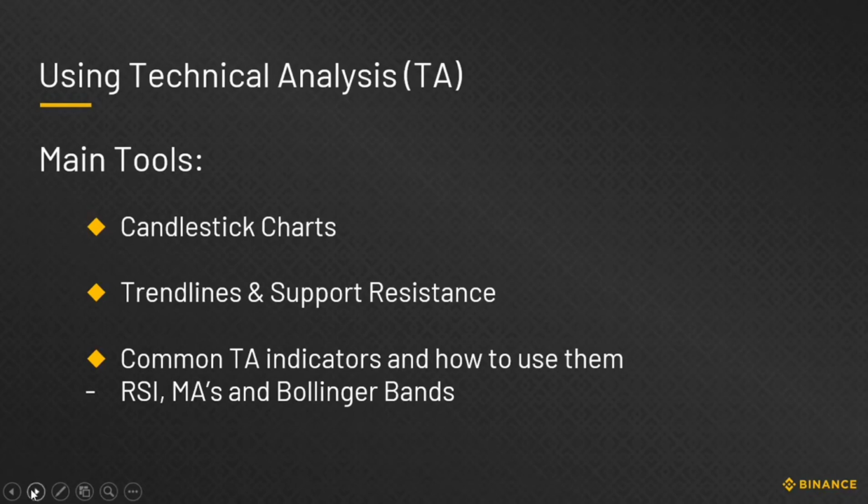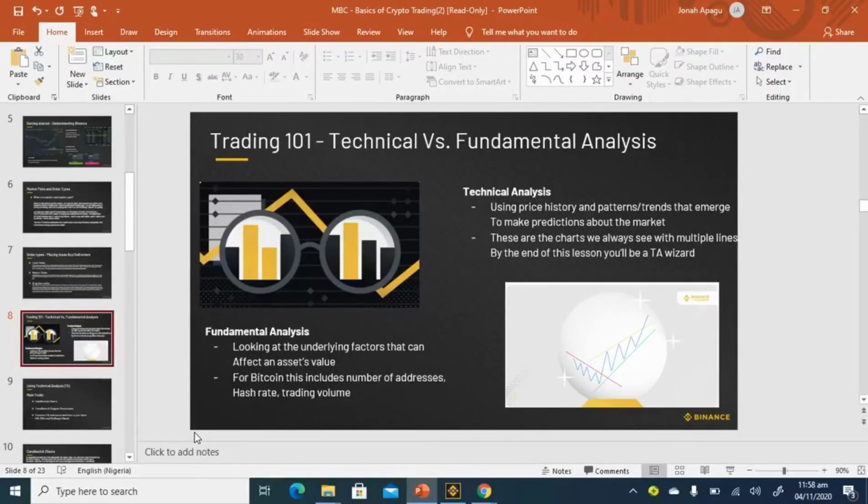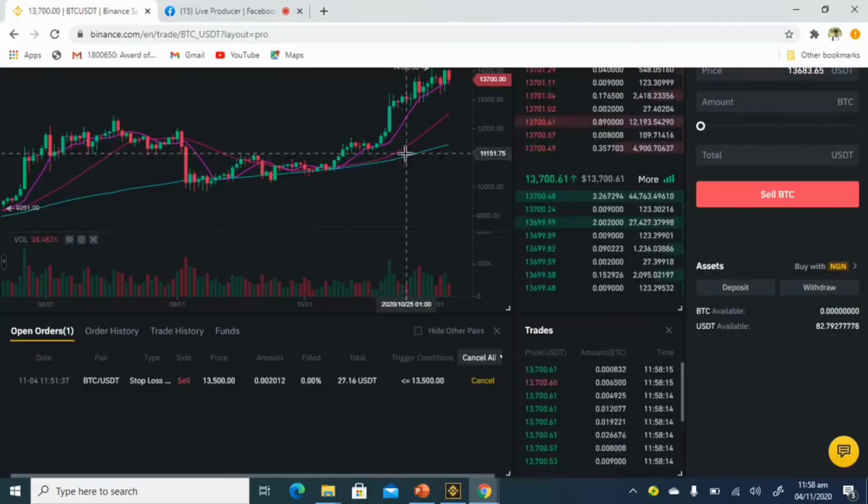Alright, so now candlestick charts. Now a candlestick is made up of 4 data points: the open, high, low, and close, also referred to as the OHLC values. The open and close are the first and last recorded price for the given time frame, while the low and high are the lowest and highest recorded price respectively. So this is just a brief history about the candlestick chart. So let's go to the Binance platform and show you a candlestick chart and explain what that statement means.